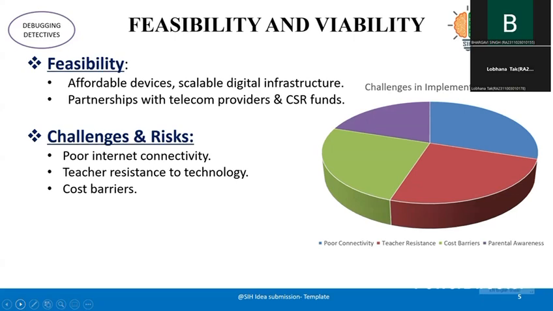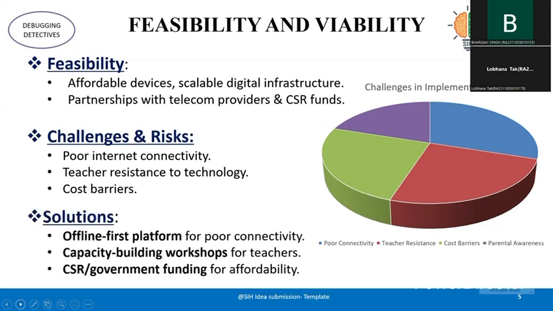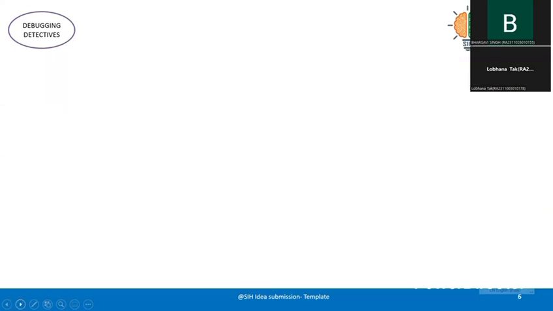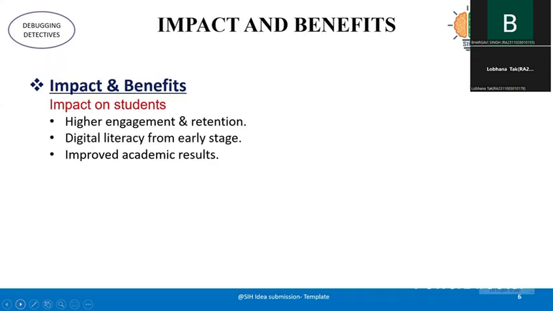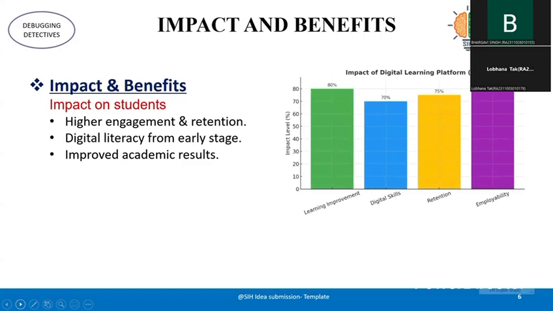We are aware of the main challenges, such as poor connectivity, resistance from teachers to adopt new methods, and cost barriers. To overcome these, our system is offline first. The teachers will be supported with capacity building workshops, and affordability will be addressed through government funding support. This balances practicality, funding strategy, and risk mitigation, making the solution both feasible in the short term and sustainable in the long run.